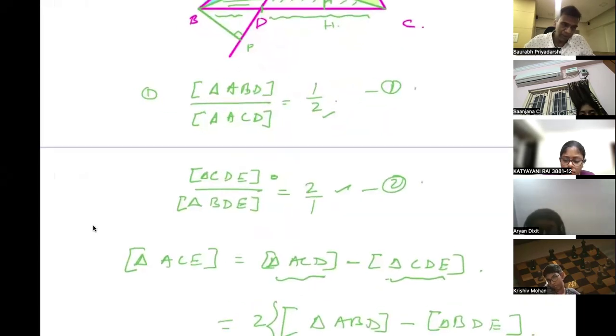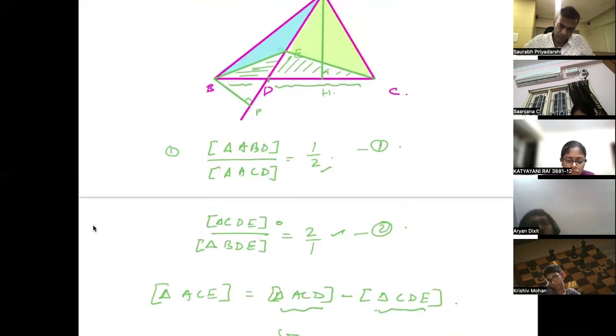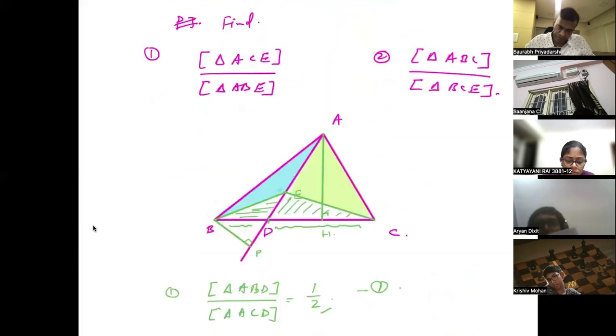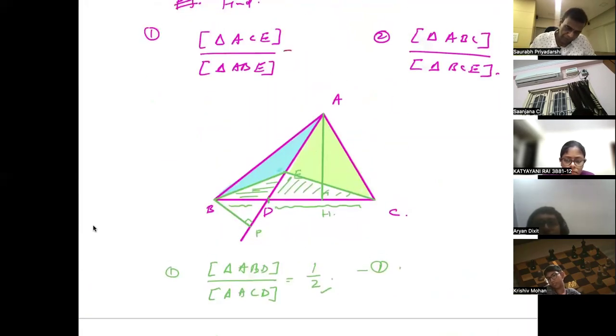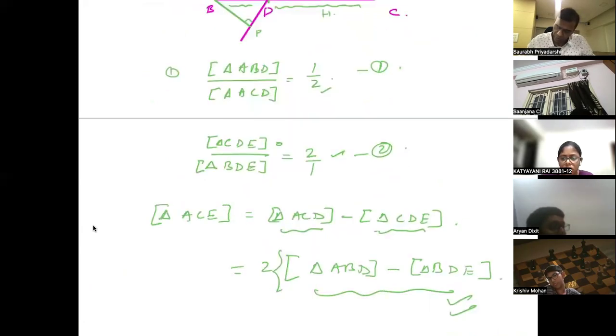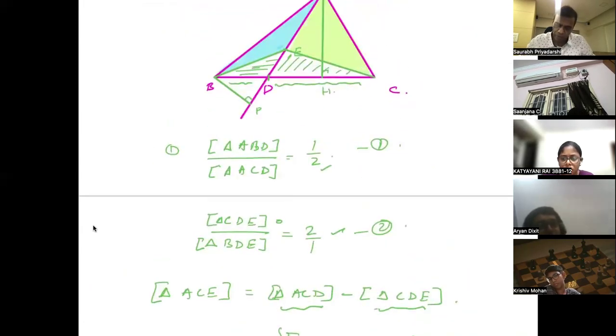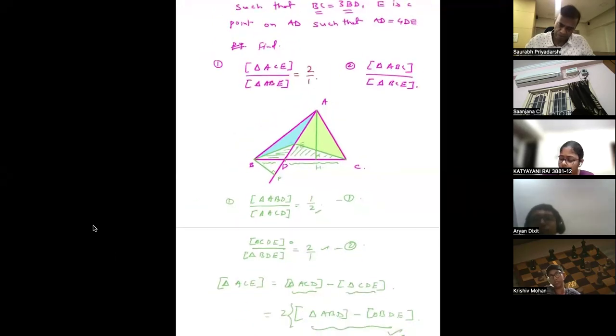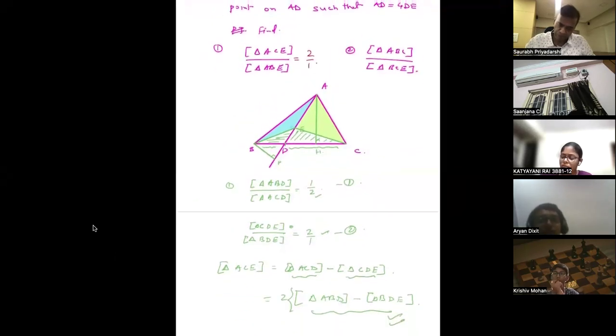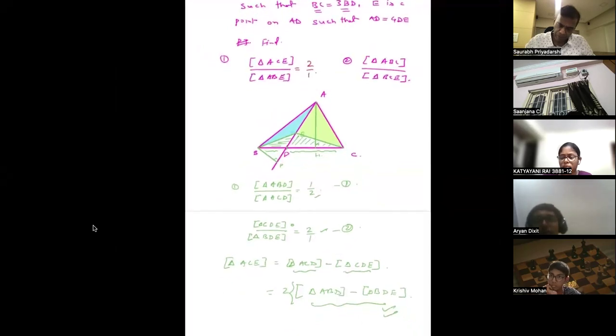For the second one, what would be the answer of the first one? The first one is 2. 2:1. 2:1 is coming now. Yes, sir. Sir, an easier way we can do is if we take AD perpendicular to BC, then everything is direct. Yes, sir.